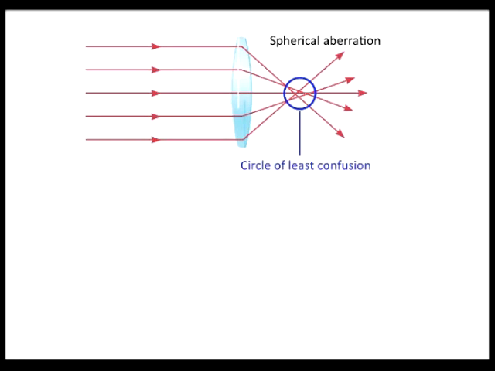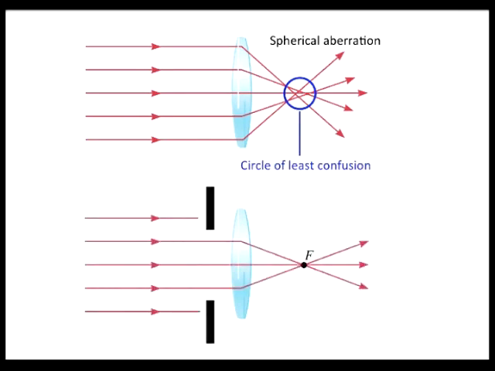Spherical aberration can be reduced substantially by using a variable aperture diaphragm to allow only those rays close to the principal axis to pass through the lens. Here we see that a reasonably sharp focal point can be achieved by this method, although less light now passes through the lens. Therefore, the image is in better focus, but dimmer. Lenses with parabolic surfaces are also used to reduce this type of aberration, but they are difficult and expensive to make.